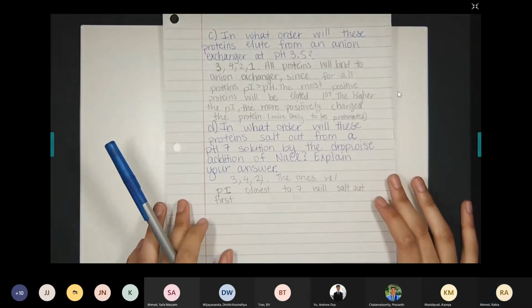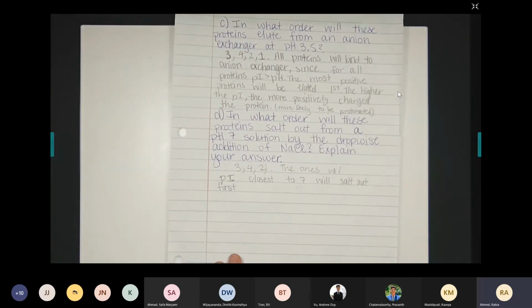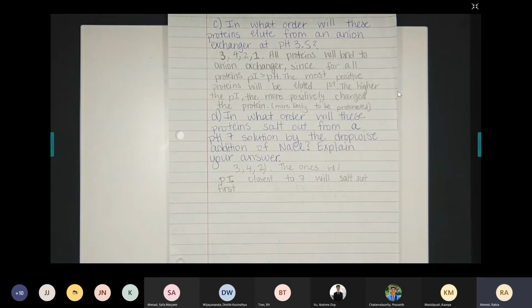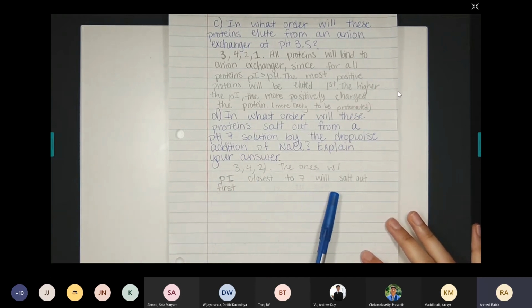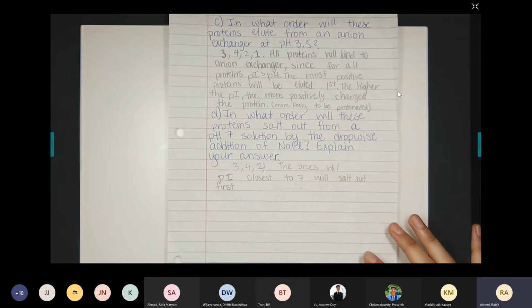Okay. So in what order will these proteins salt out from a pH 7 solution by the dropwise addition of NaCl? Explain your answer. It's going to be the same, 3, 4, 2, 1. The ones with pI closest to 7 will salt out first.